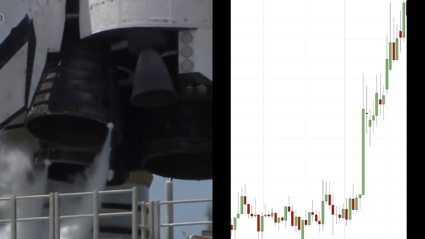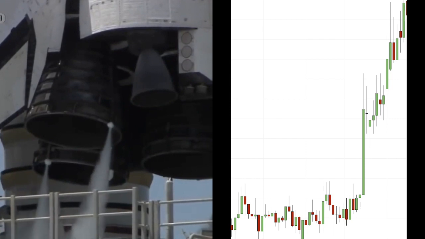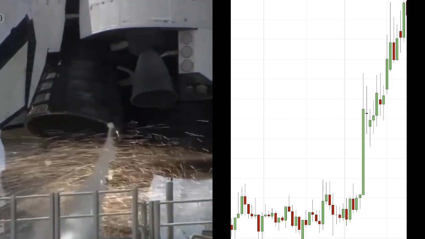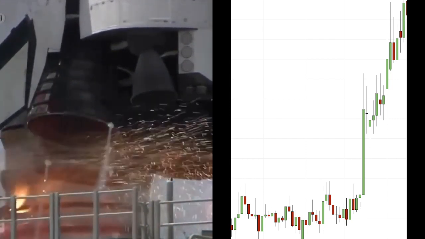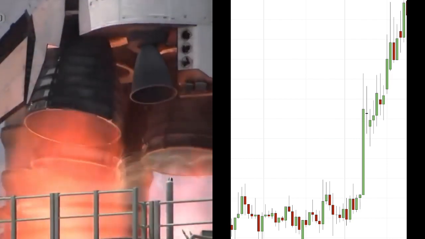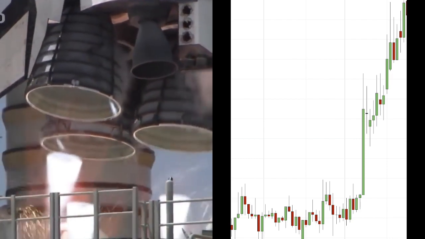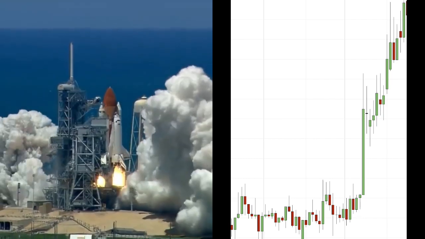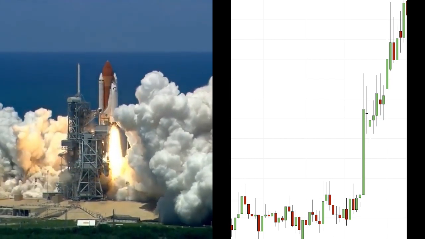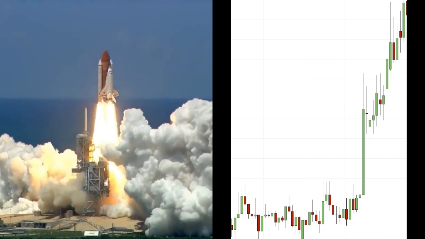12, 11, 10, 9, 8, 7, 6, start, 2, 1, booster ignition, and liftoff of the Space Shuttle Discovery, returning to the space station later this morning for mission launch.